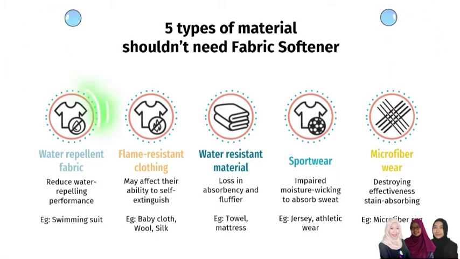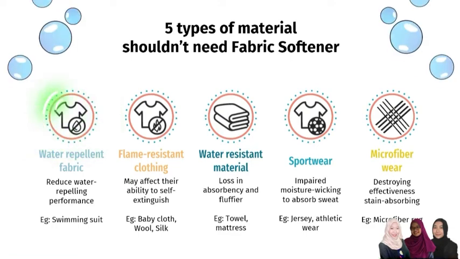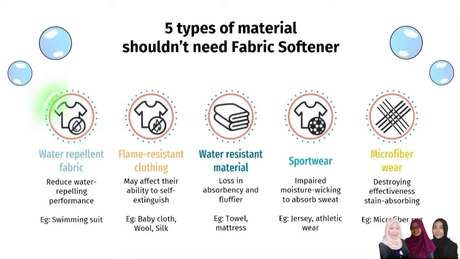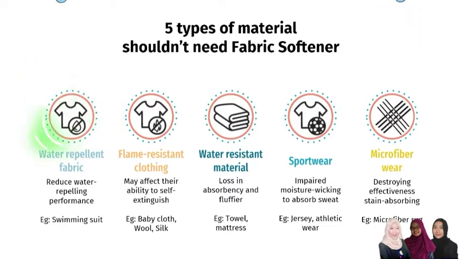First is water repellent fabric, for example, a swimming suit. Made of fabric like standard lycra, elastane, nylon or polyester, it doesn't absorb very much water, therefore it dries quickly. Washing or drying swimwear with fabric softener can cause it to attract more moisture, which can slow down the drying process and leave it with a musty smell and in some cases lead to mold growth.